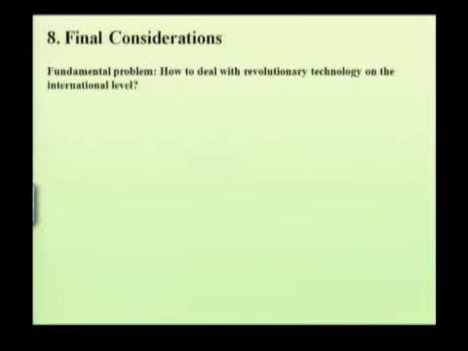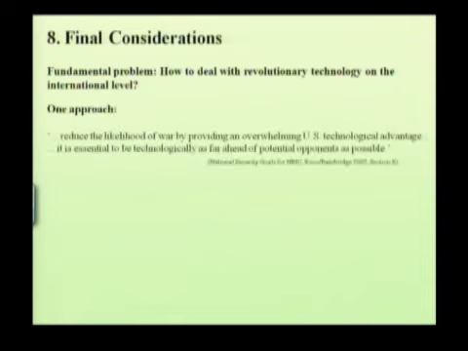We have a fundamental problem here. We get a revolutionary technology, and how do we deal with it on the international level? One approach is, quote, "reduce the likelihood of war by providing an overwhelming US technological advantage," or "it is essential to be technologically as far ahead of potential opponents as possible." That's the quote from the National Nanotechnology Initiative 7 years ago.